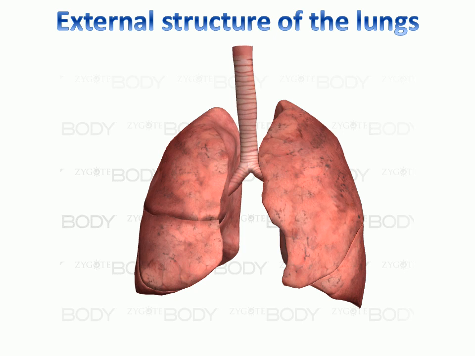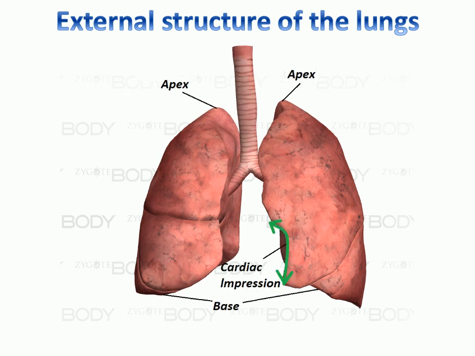The rounded upper extremity of each lung is known as the apex, which lies above the level of the anterior end of the first rib. The base of the lung is broad, concave, and rests upon the dome of the diaphragm. The cardiac impression is the depression on the medial surface of each lung produced by the presence of the heart. It is more pronounced in the left lung.